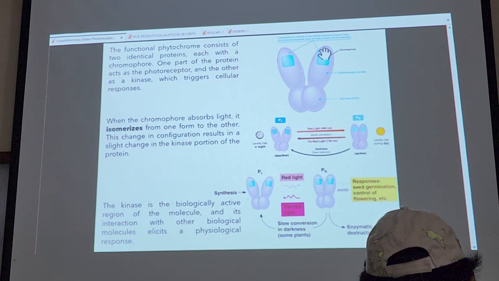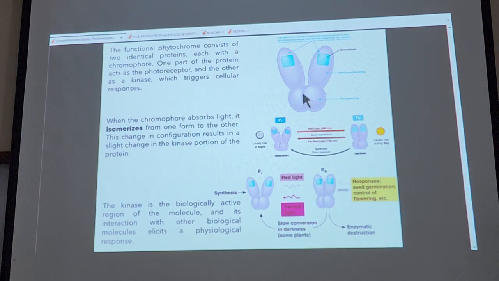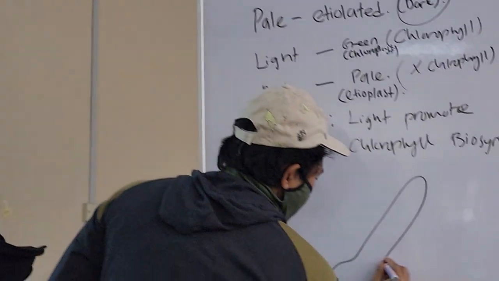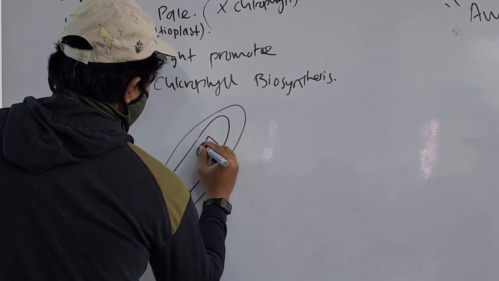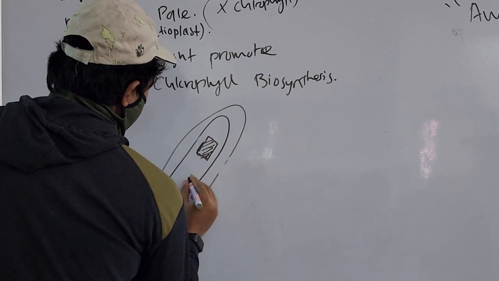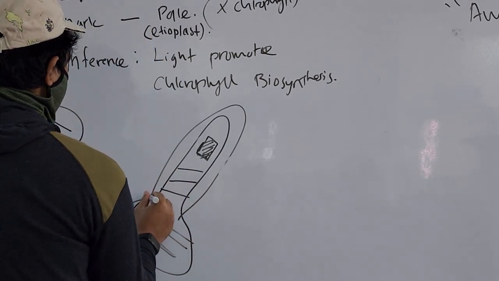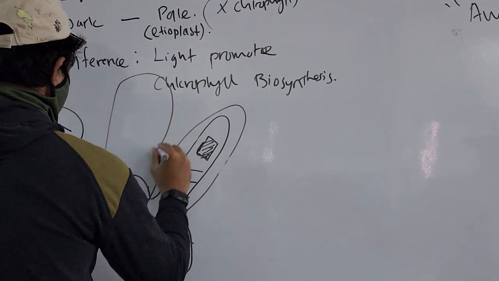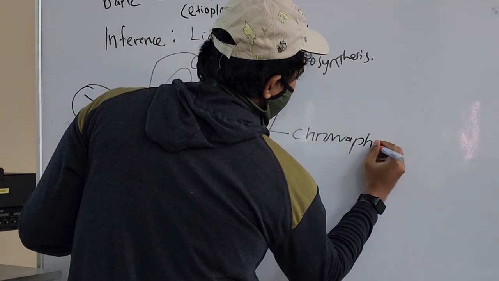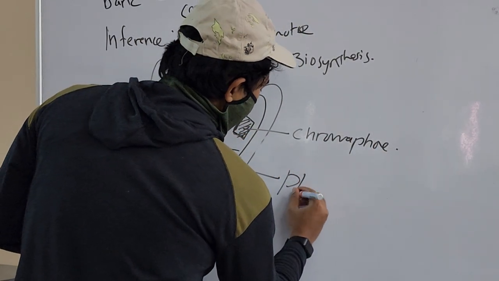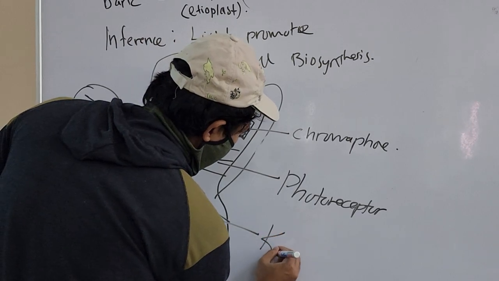So, a phytochrome has two identical proteins, and in each protein you have three structures here. Something like this. There's a region here, a region here, a region here. So there are two regions, and this thing becomes two times. This region here is called the chromophore. This is the photoreceptor part. And this is the kinase reaction.